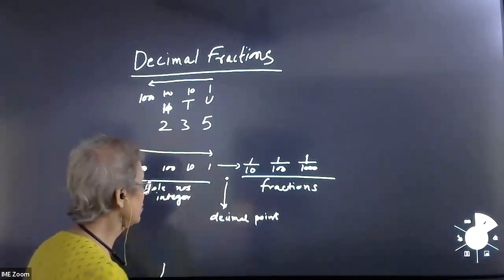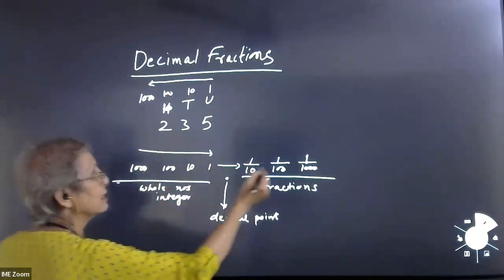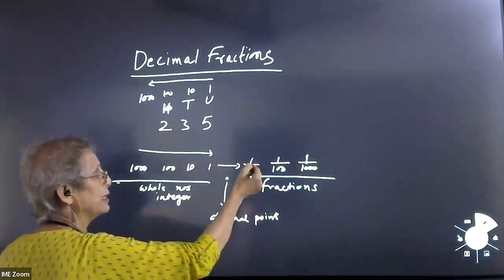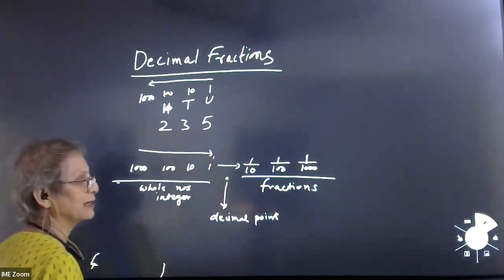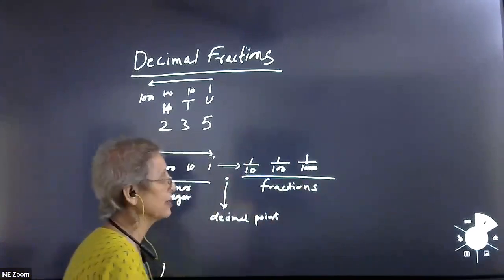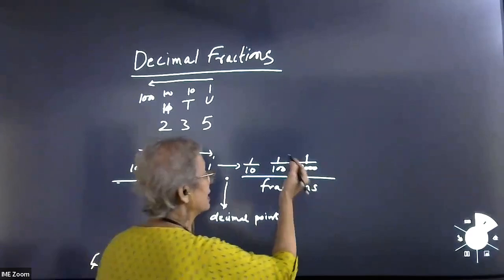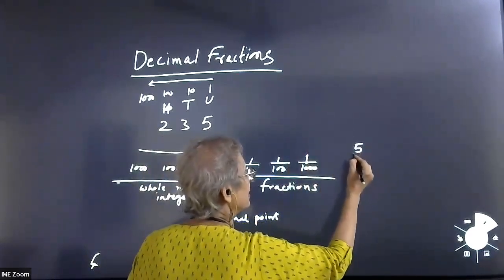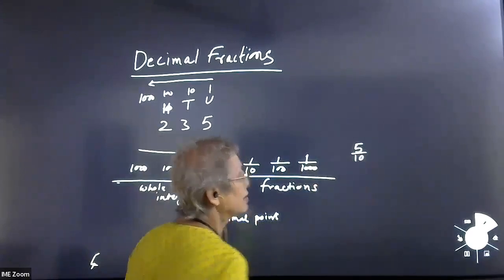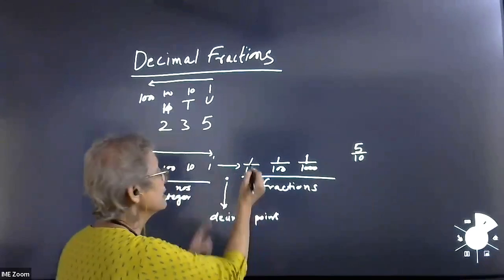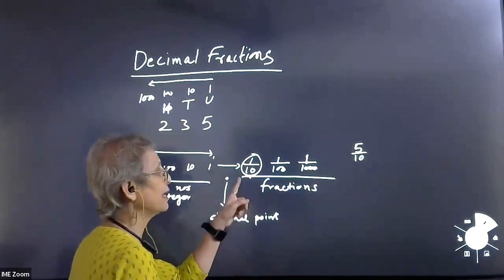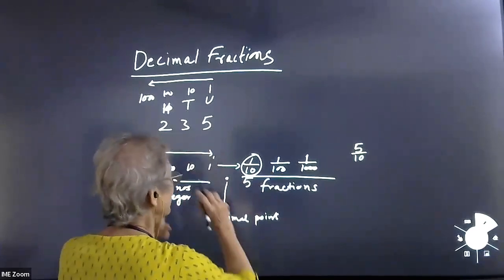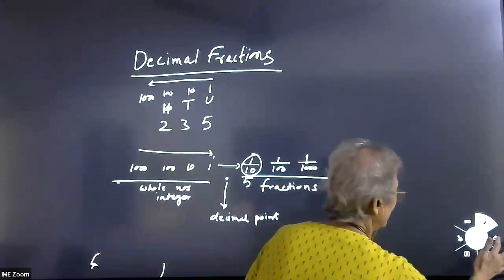So see the place values here. From here, if you go towards the left, it is into 10, into 10, into 10, like that. So this part is fraction. Now, for example, look here. Suppose I want to write 5 upon 10. So 1, 0. This is 5 upon 10. Here I will write 5, then this becomes 5 upon 10.